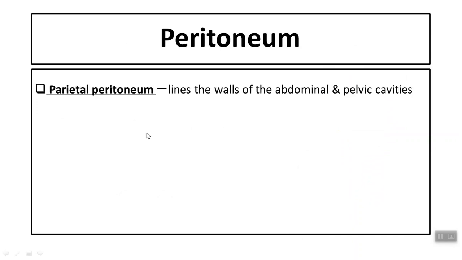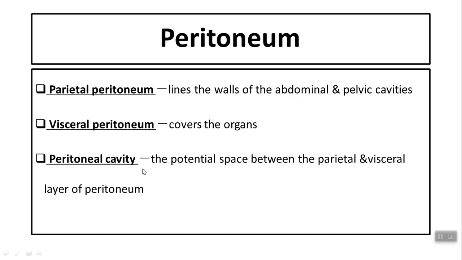Peritoneum can be divided into two parts. Parietal peritoneum, that lines the walls of the abdominal and pelvic cavities. Visceral peritoneum, from its name, it covers the viscera or the organs. And the peritoneal cavity is a potential space that lies between the parietal and visceral layers of peritoneum. And this cavity contains a little amount of fluid which is called the peritoneal fluid.